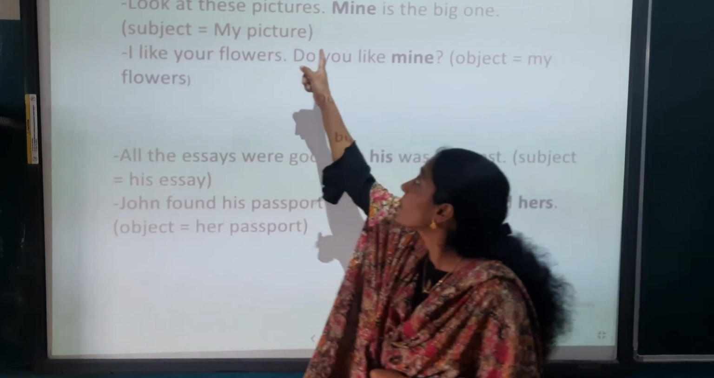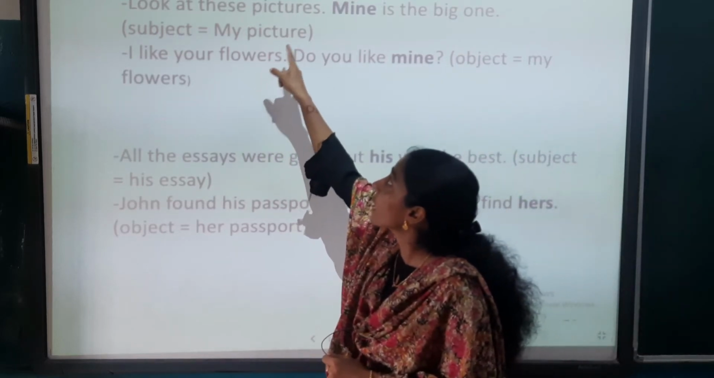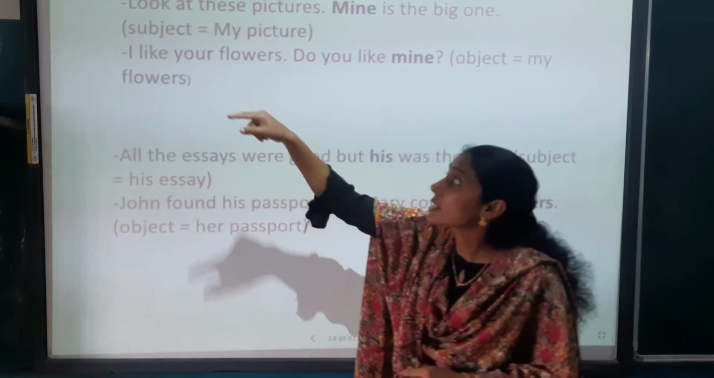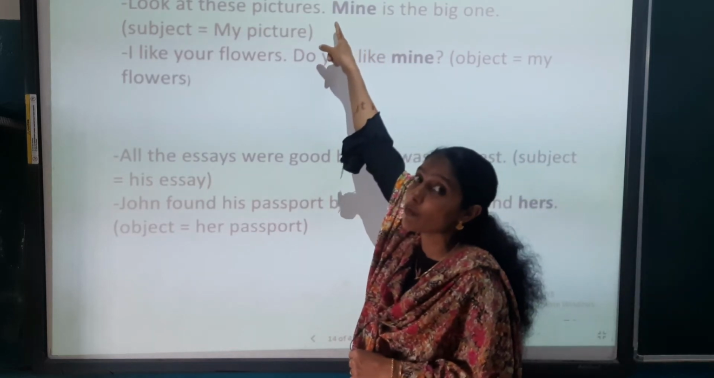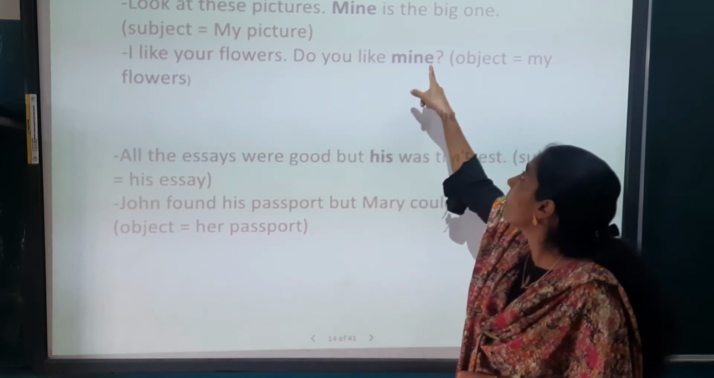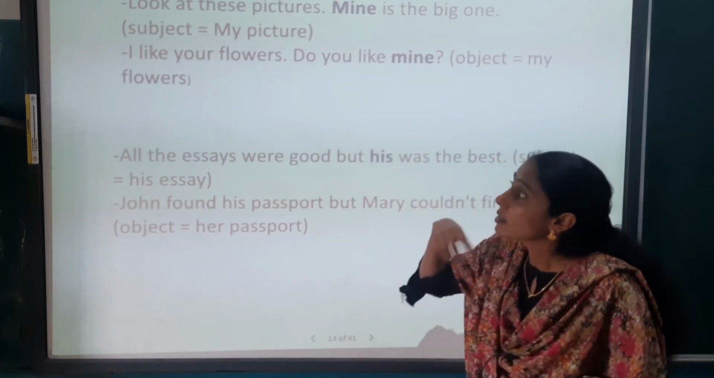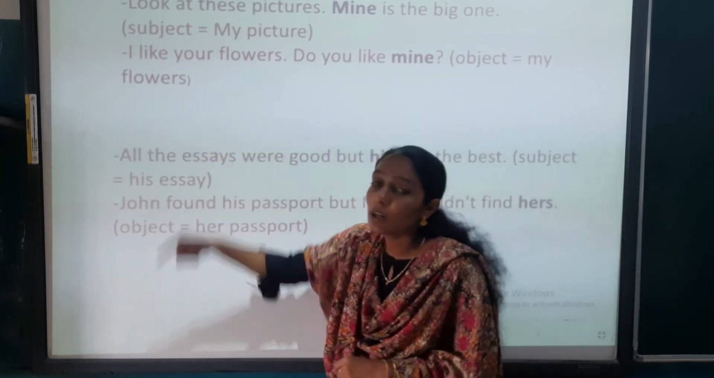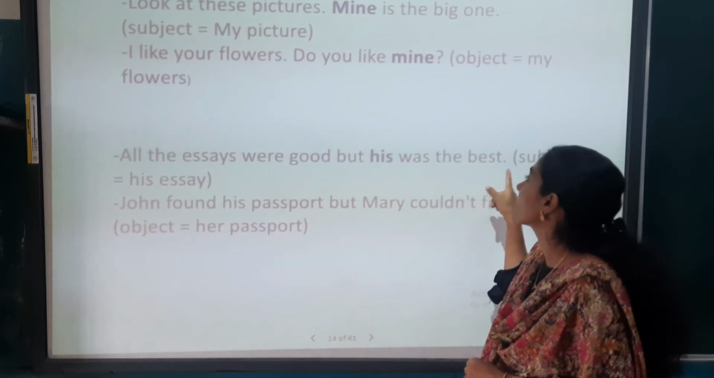Now see, look at this example. Mine is the big one. Look at these pictures. Mine is the big one. So here the subject we are talking about is my pictures. But what have we used? A possessive pronoun: mine. I like your flowers. Do you like mine? The object is mine, flowers. Is that clear? I like your flowers. Do you like mine? So what is the object over here? My flowers.